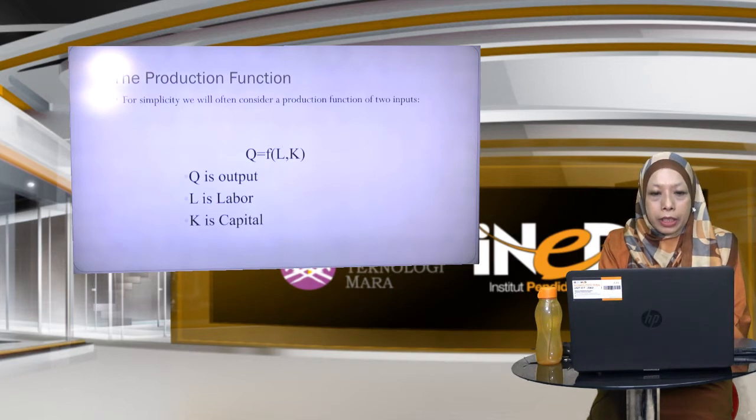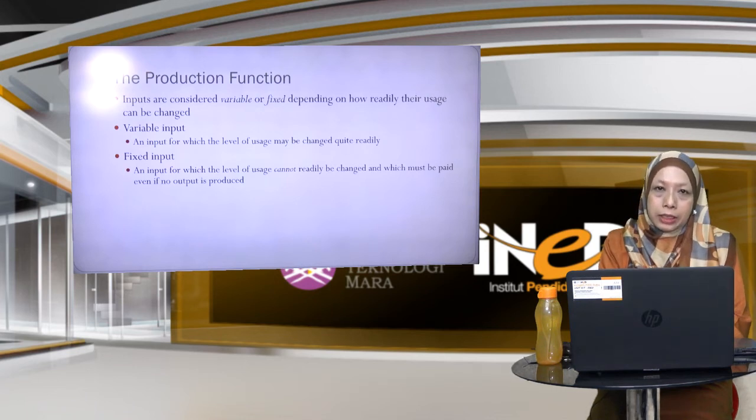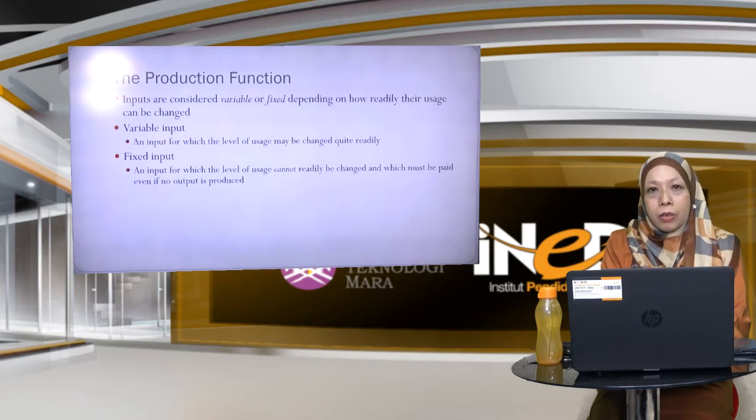Now that we have looked at the production function, what we're going to do next is look at the different types of inputs that we have. When we talk about inputs, these are the resources we use in the production process. Inputs can be further categorized into variable or fixed, depending on how readily their usage can be changed.